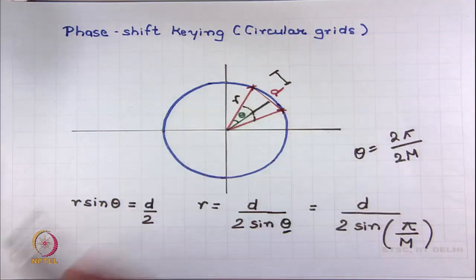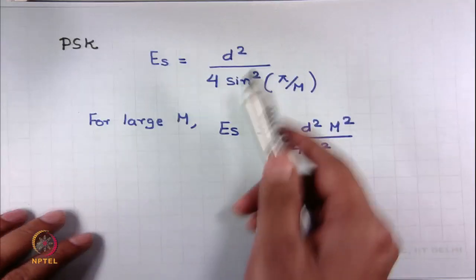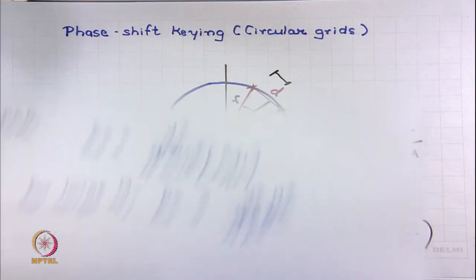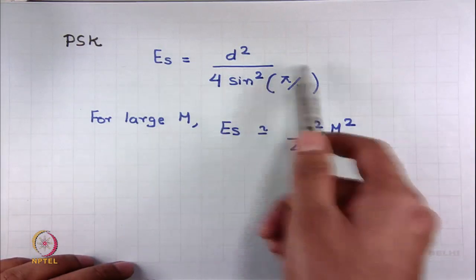Energy is r square, right? Energy is just given by the radius, so it is r square. So, we just square this up and we get the average energy per symbol, which is d square by 4 sin square pi by M.